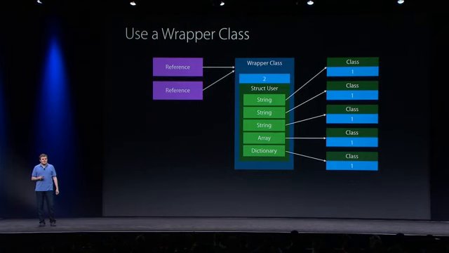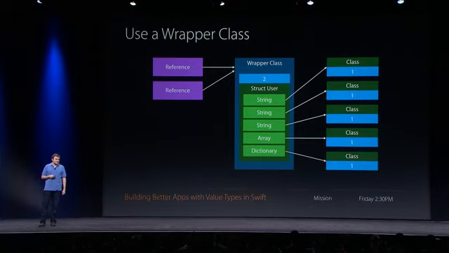But it turns out there is a way that you can have value semantics and benefit from this optimization. If you'd like to learn more about this, please go to the Building Better Apps with Value Types in Swift talk tomorrow in Mission at 2:30 p.m. It's going to be a great talk. I really suggest that you go.